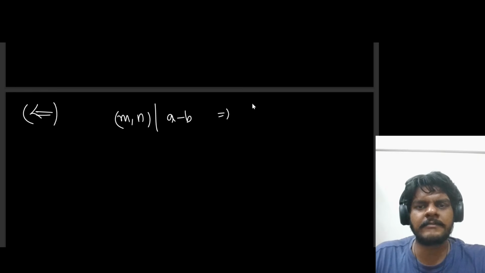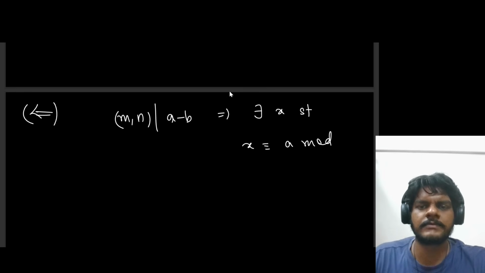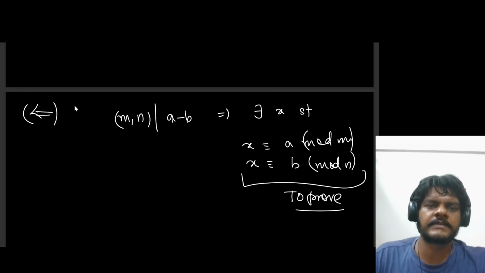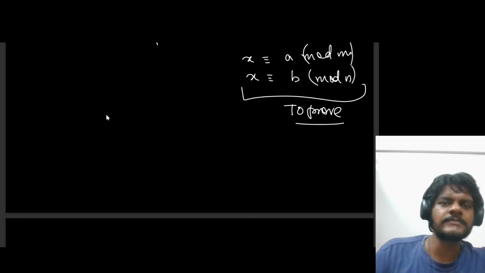Anyway, if you take the other way around, that means GCD of m, n divides a minus b. That will imply that there exists x such that x is congruent to a mod m and x is congruent to b mod n. This is the second proof. This is given. So how do you prove this? Here we'll use Bezout lemma.